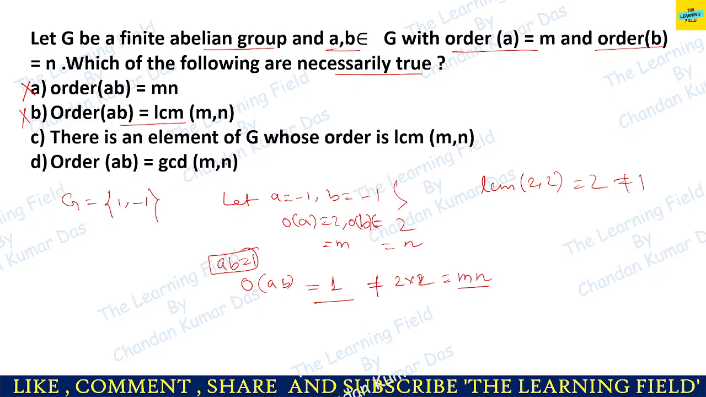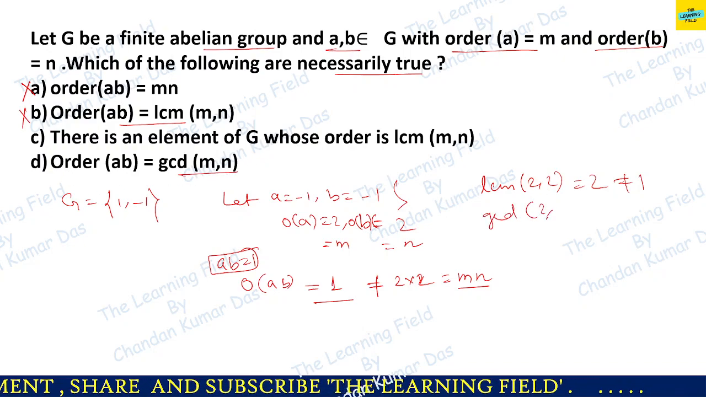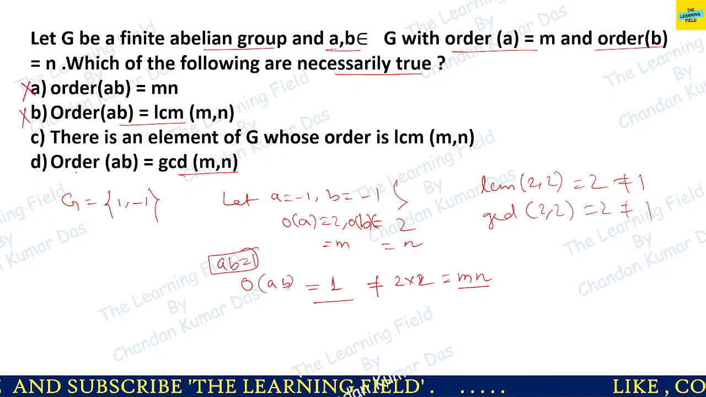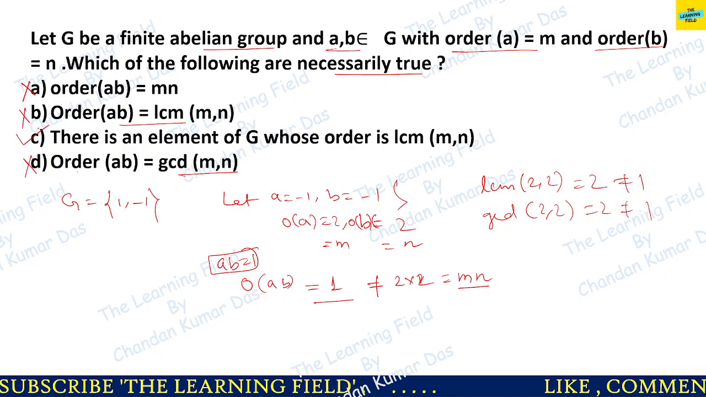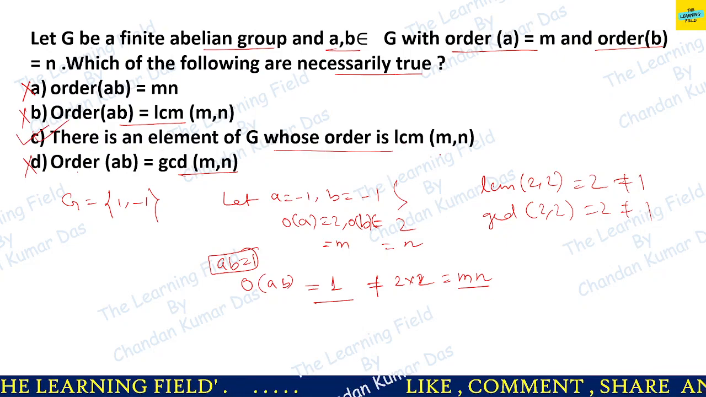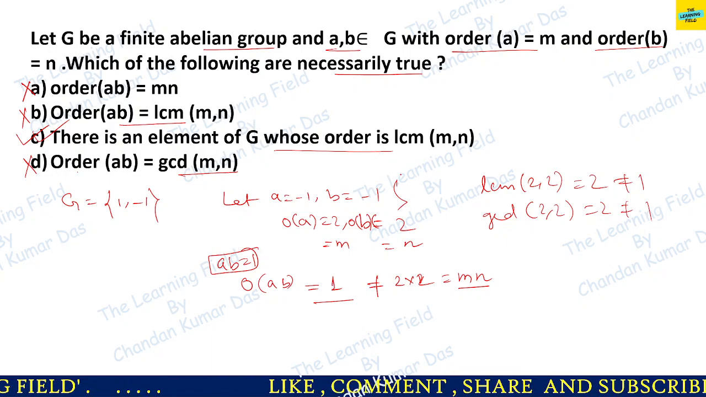नाउ देखो ऑप्शन 4 भी डिस्कार्ड हो जाएगा सिमिलर एग्जांपल से क्योंकि GCD ऑफ 2 and 2 क्या होगा, ये भी 2 होगा, नॉट इक्वल टू 1 व्हिच इज इक्वल टू ऑर्डर ऑफ ab, सो इट इज आल्सो फॉल्स. सो द करेक्ट ऑप्शन इज दिस वन. ओके, देयर इज एन एलिमेंट g हुज ऑर्डर इज LCM ऑफ m n. ओके, so this is the correct answer.